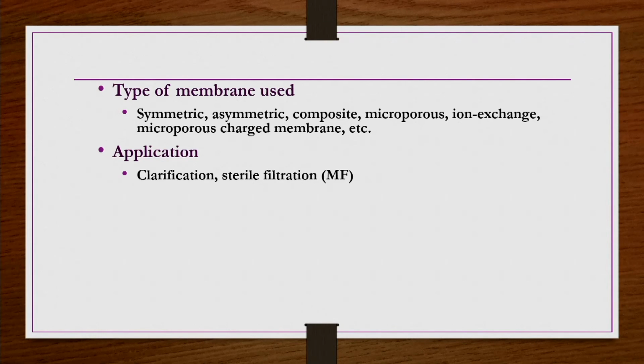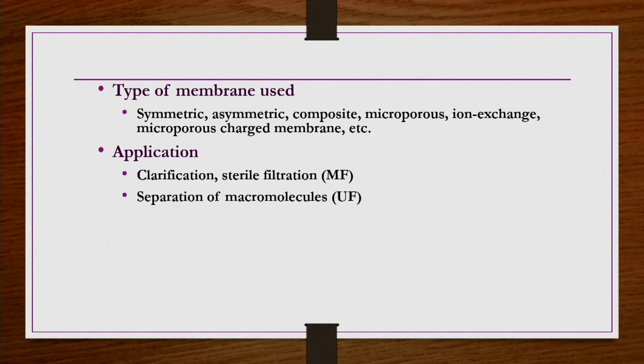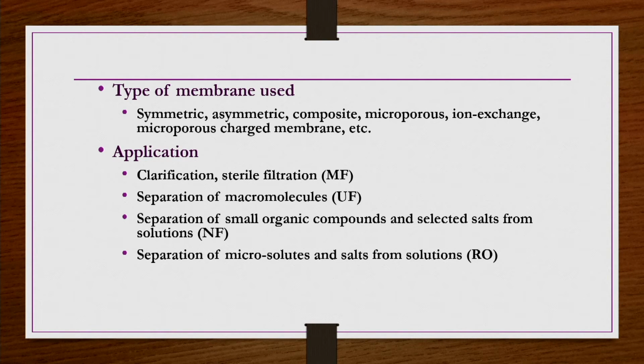For something like clarification or sterile filtration, it is better to use microfiltration membranes. If you want to separate macromolecules, then ultrafiltration is better, and accordingly you have to choose a kind of membrane. If you want to separate small organic components and selected salts from solution, then membranes suitable for nanofiltration should be used. If you want to separate microsolutes and salts from solution, then reverse osmosis based membranes are better. Like that, keep on listing.